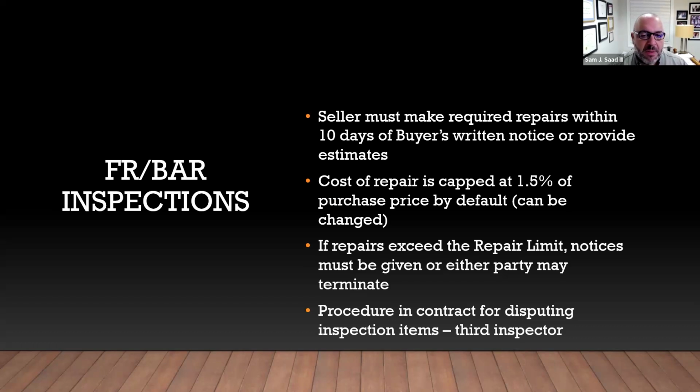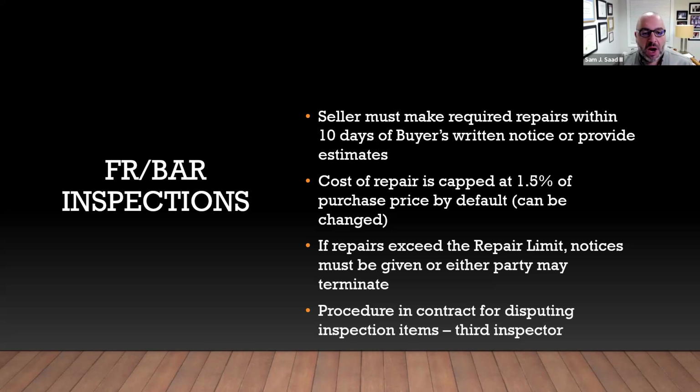Sellers under the FRBAR contract must make the required repairs within 10 days of written notice, or they have to provide estimates of those for their version of the repairs. And under FRBAR, there's a procedure that says if the buyer's report doesn't match the seller's report and there's a discrepancy, then the parties hire a third inspector, and that inspector's decisions as to what is defective are final, and that's what the seller has to repair.